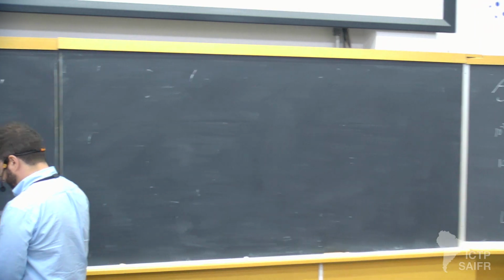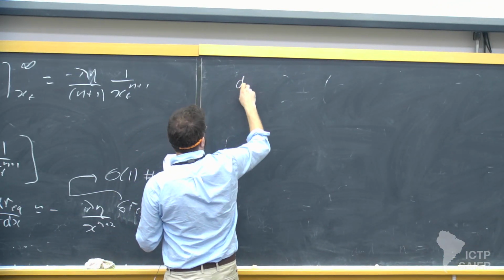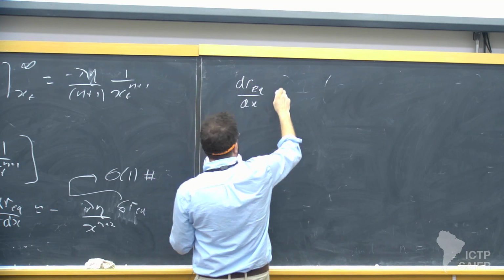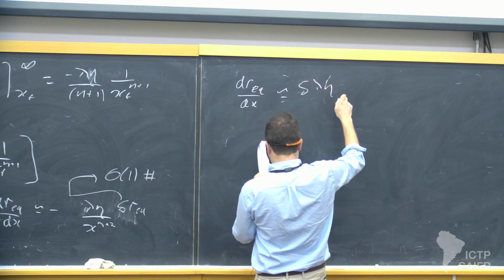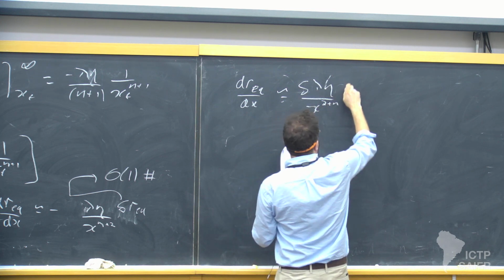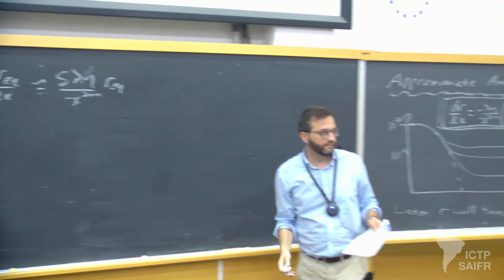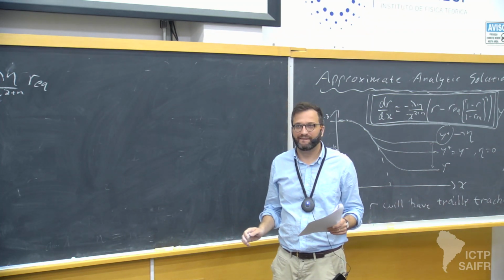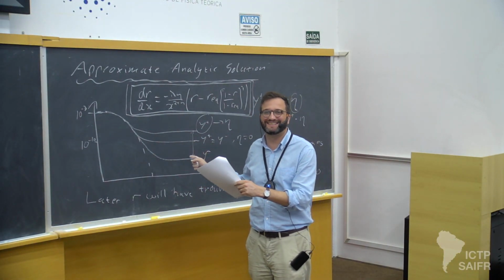So then we have the r equilibrium dx is approximately delta lambda eta on x squared times plus n r equilibrium. Did I get that point across? David, did you see what I did?